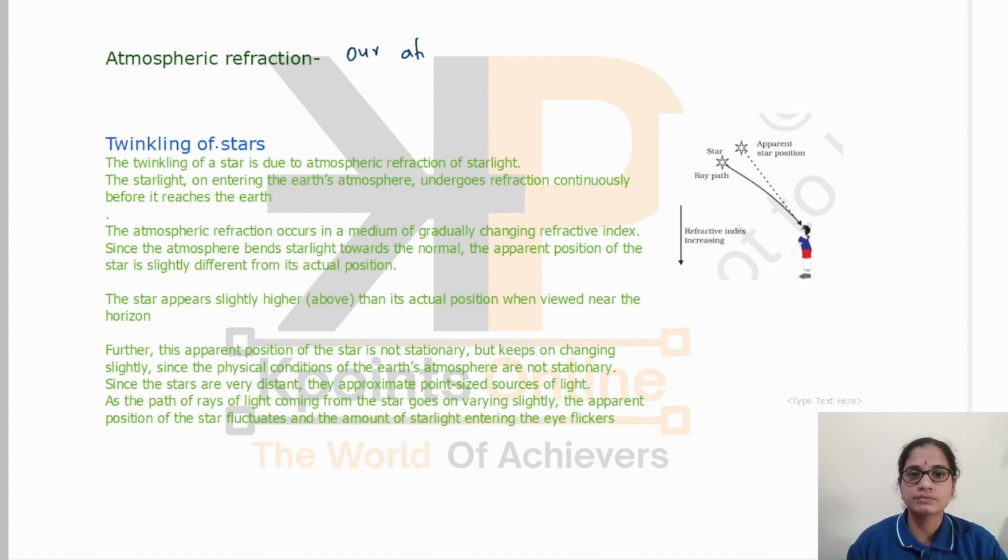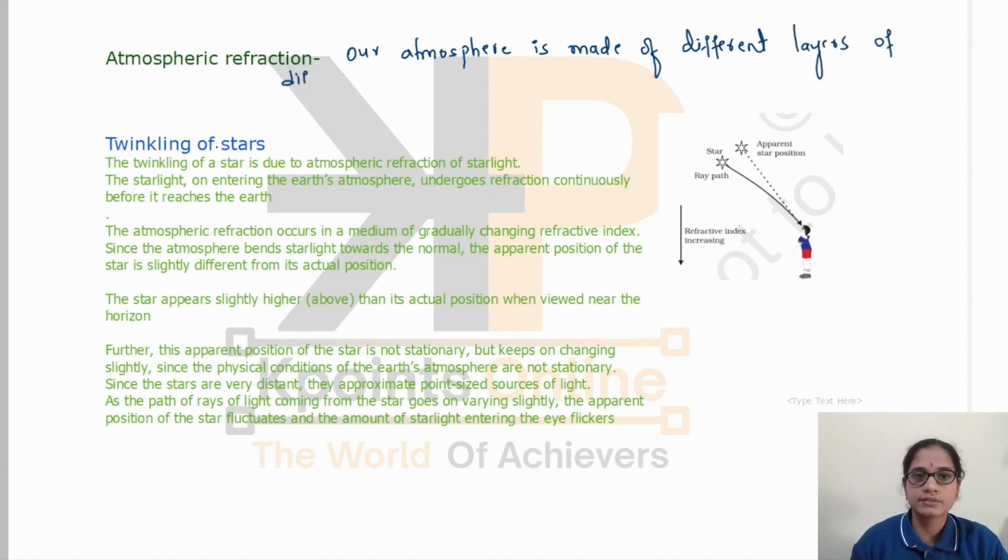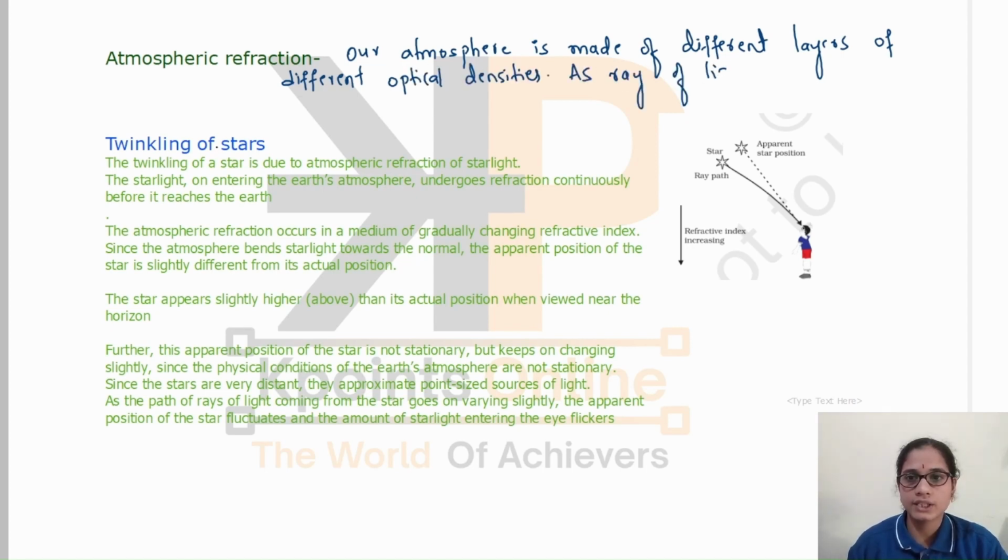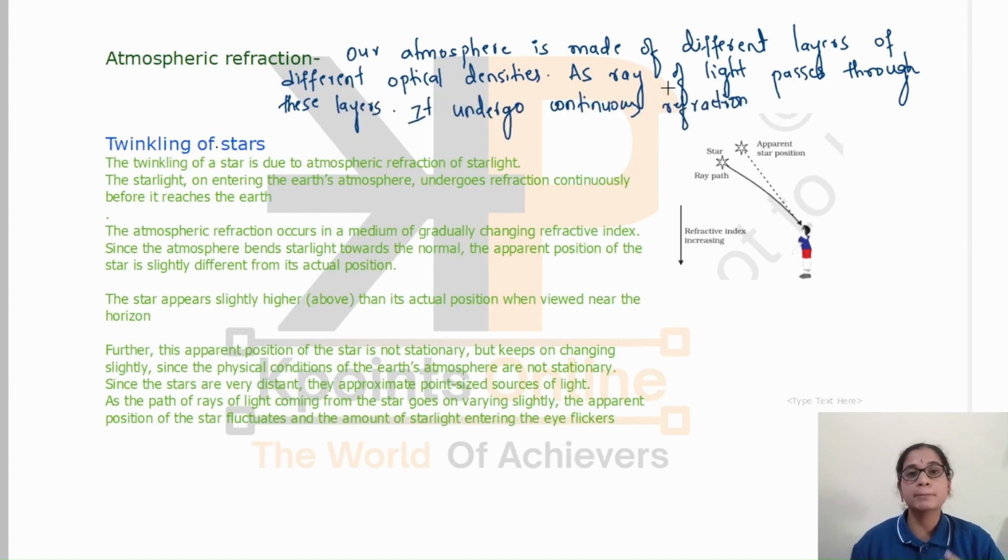Our atmosphere is made of different layers of different optical densities. As a ray of light passes through these layers, it undergoes continuous refraction. This type of refraction that occurs in the atmosphere through different layers is called atmospheric refraction. By the concept of atmospheric refraction, we are going to understand some facts here.